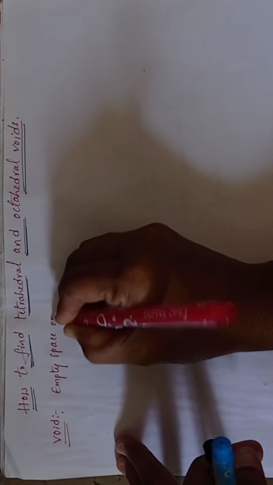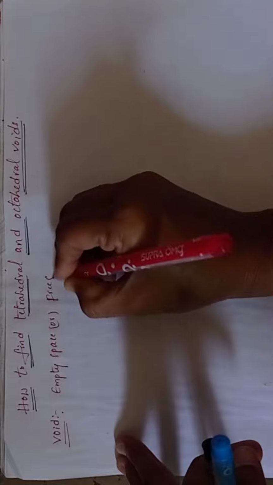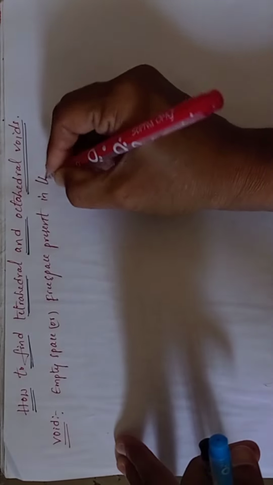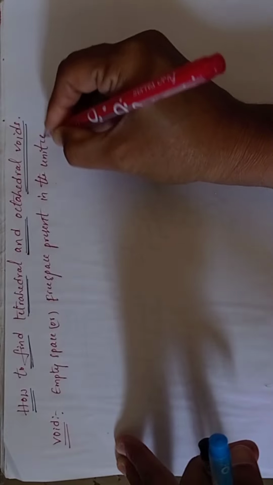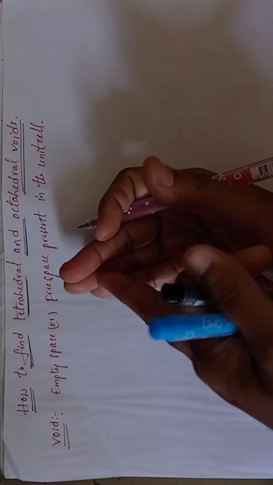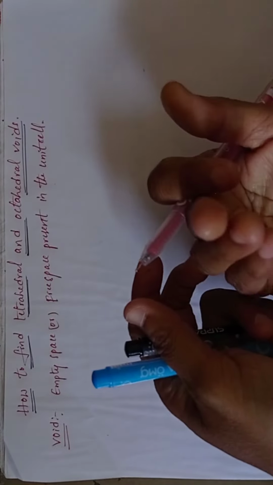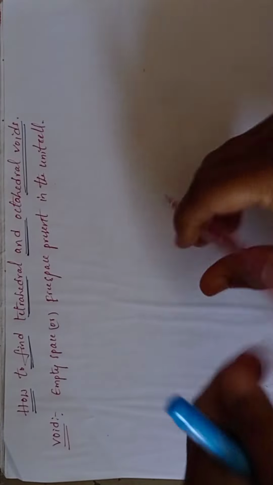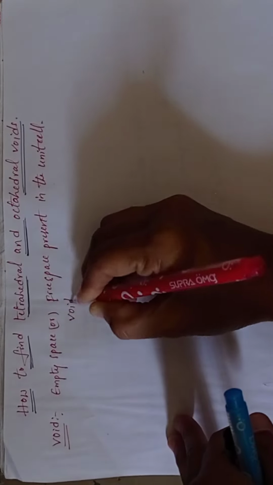What is a void? What is a void, students? Empty space or free space present in the unit cell. Clear? So this is called a void. Empty space or free space present in the unit cell is called a void. Okay students, now this void is classified into how many types?